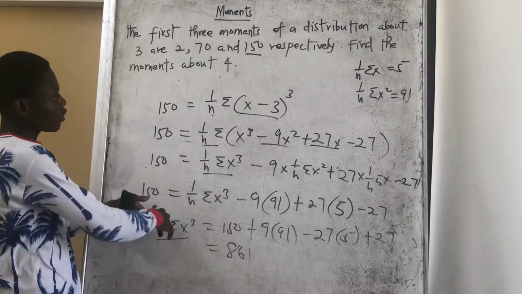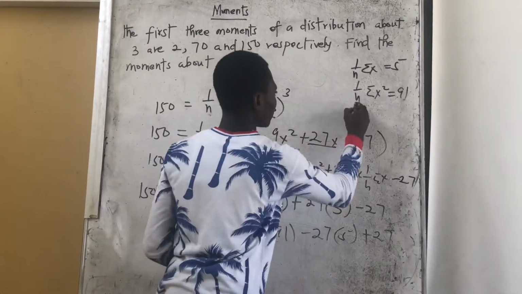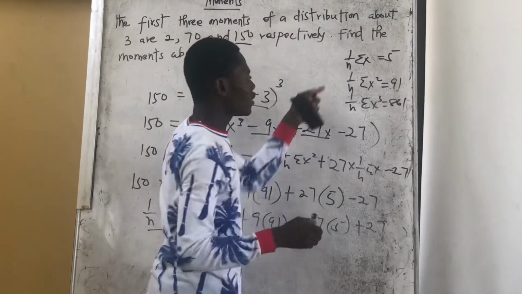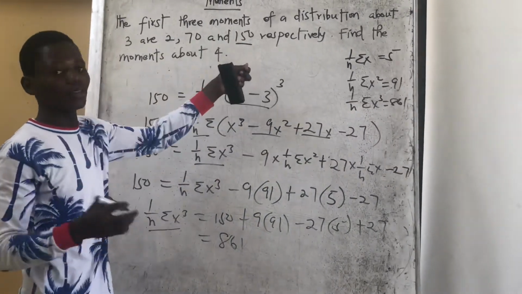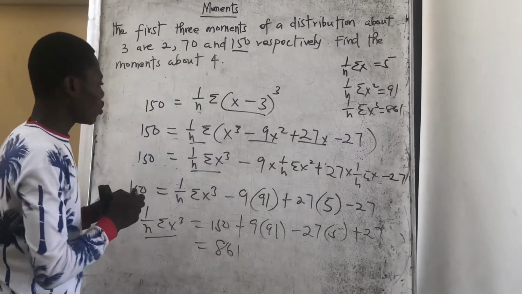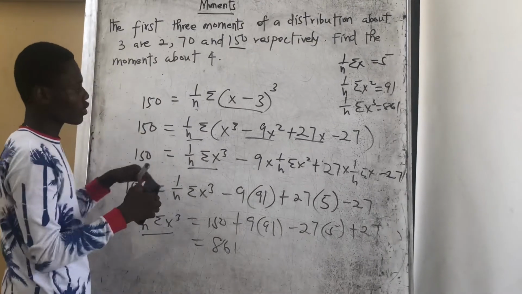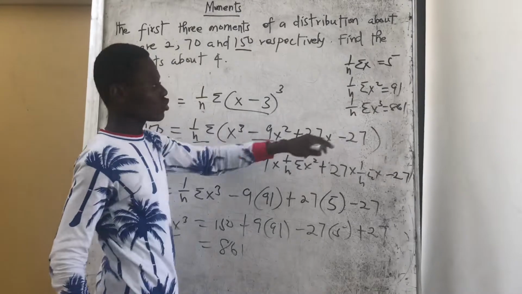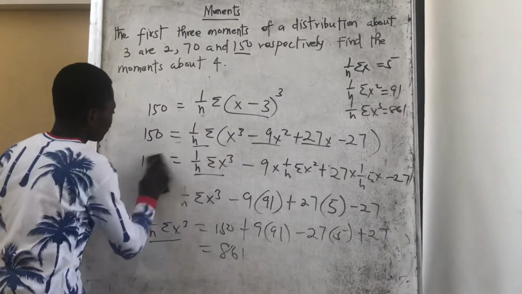Okay, we need these three values. 1 over n sigma x cubed is equal to 861. So we need these three values to calculate the three moments about 4. Okay, so let's do that the final way. What we are doing is deriving the values for this, this, and this, so we can now find the moments about 4.